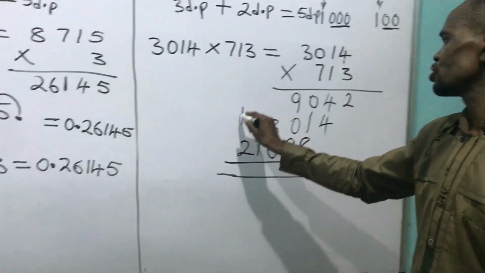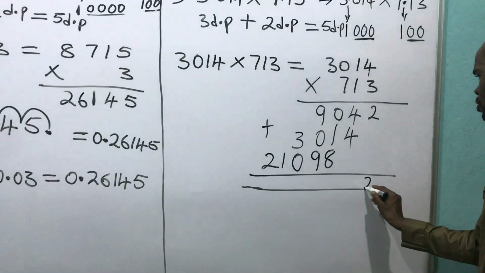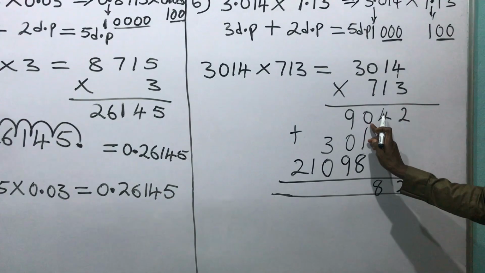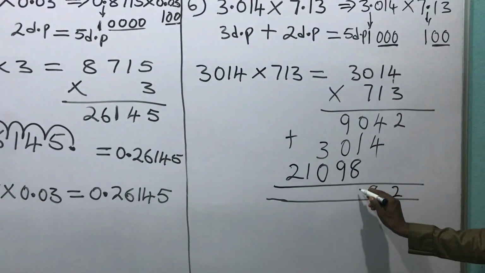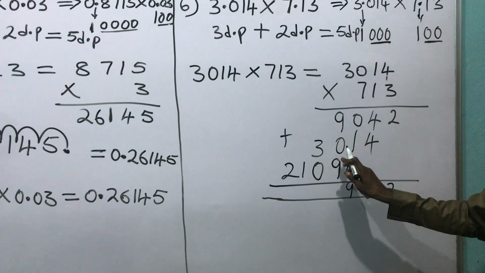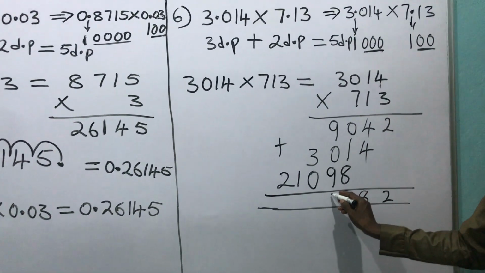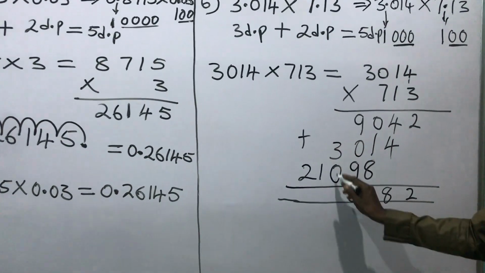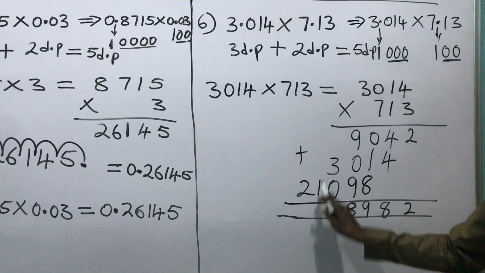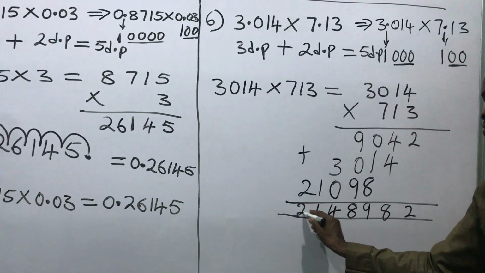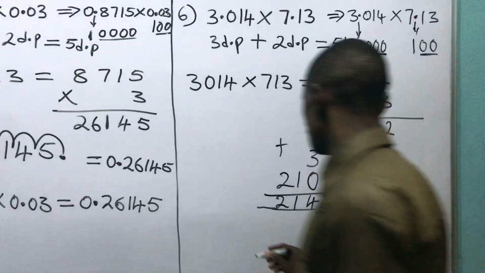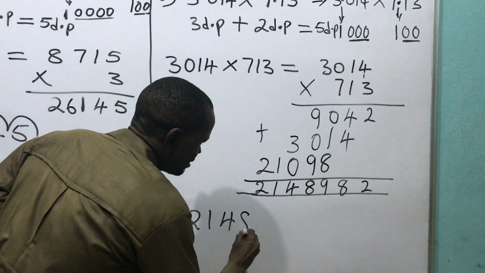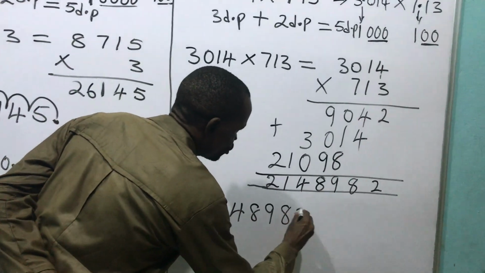I'm going to say plus. Carry down this 2. 4 plus 4 gives me 8. 0 plus 1, 1 plus 8, 9. And 9 plus 0 plus 9 gives me 18. That gives me 8, carry 1. Put in here 4 plus 0 gives me 4. And 1 down here and 2 down. And I will have this to be 2, 1, 4, 8, 9, 8, 2.